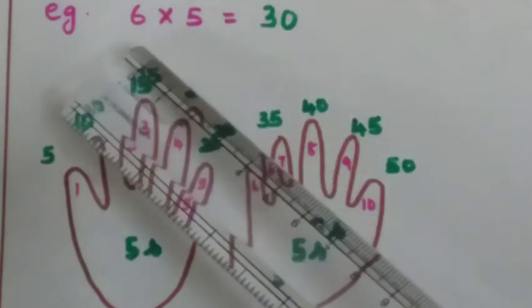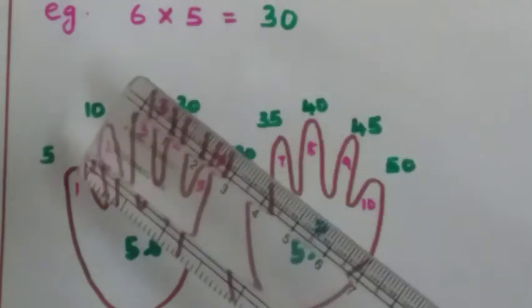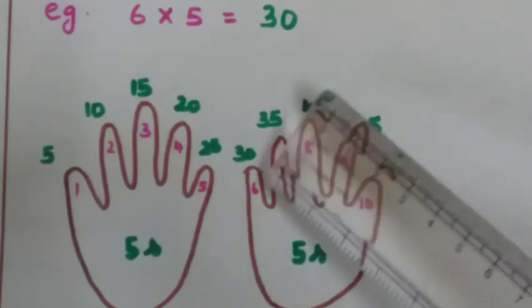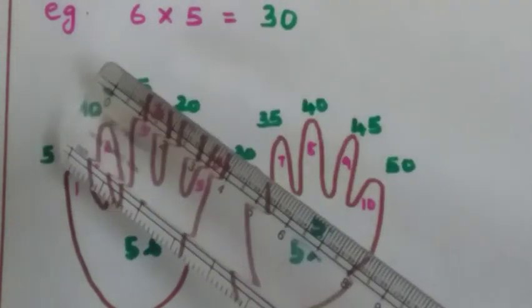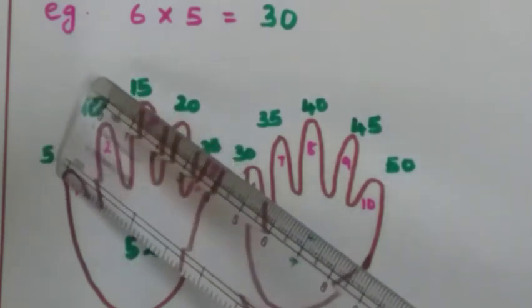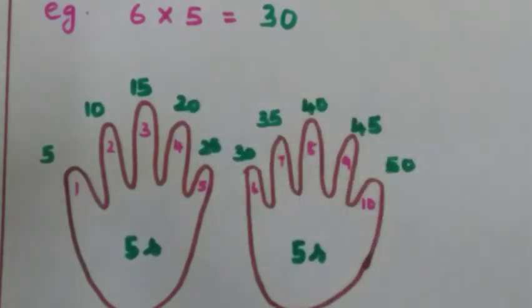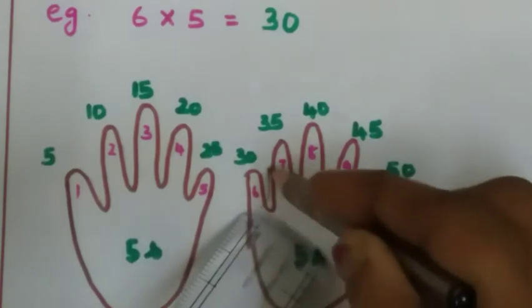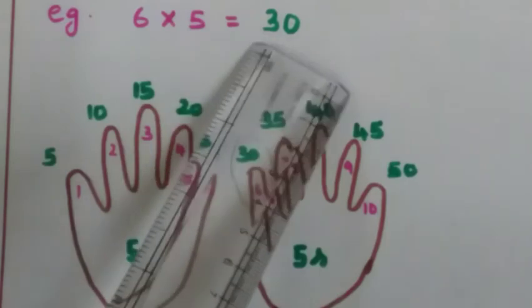So let's take an example, 6 into 5. Your child needs to move from the first finger and land in the sixth finger by skip counting in fives. So when you move from the first finger by skip counting in fives, it is 5, 10, 15, 20, 25 and 30. So you land in the sixth finger where the result obtained is 30. So 6 fives are 30.